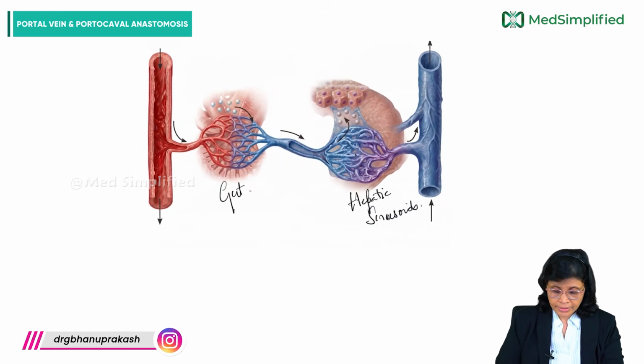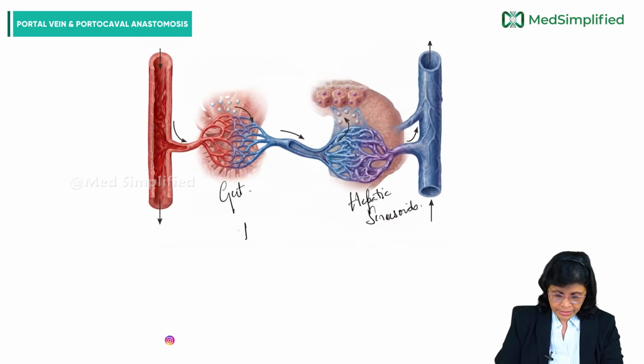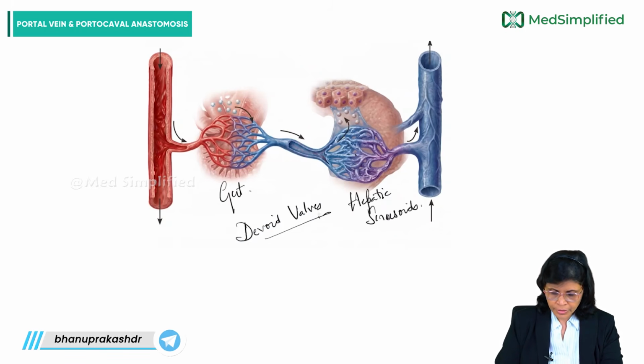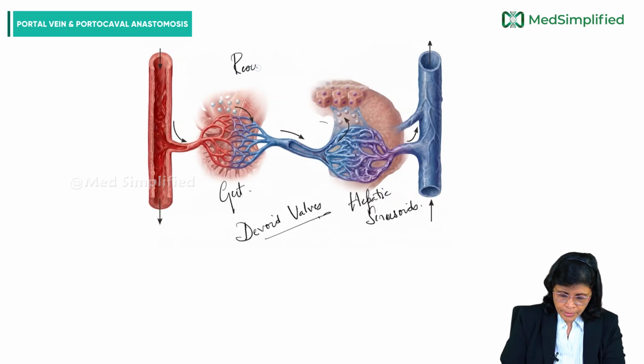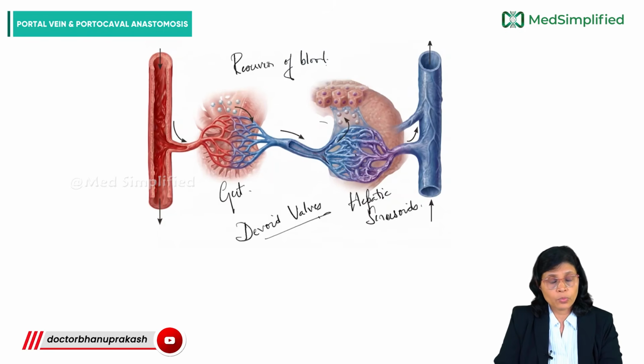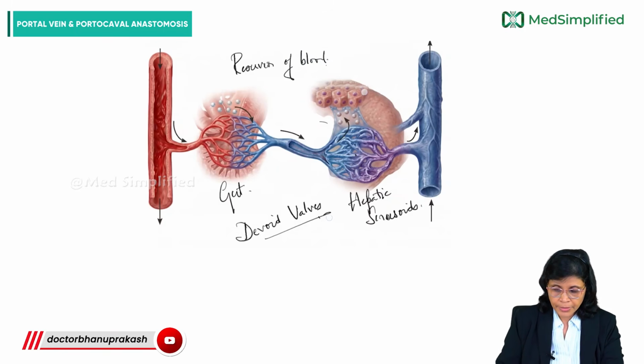These portal veins are devoid of valves. Veins usually have valves, but here there are no valves. And it also acts as a reservoir. This portal vein acts as a reservoir of blood. About one third of the entire blood volume is stored in this portal system.